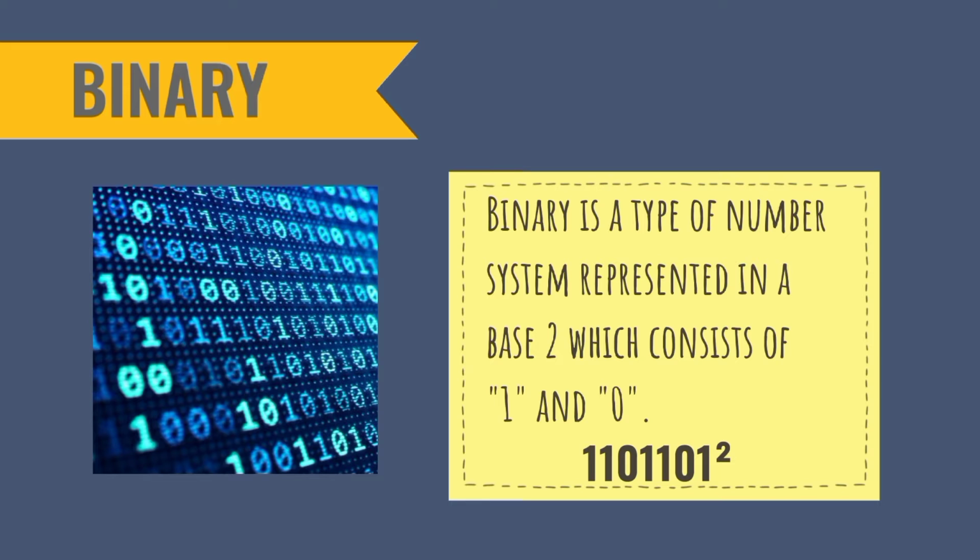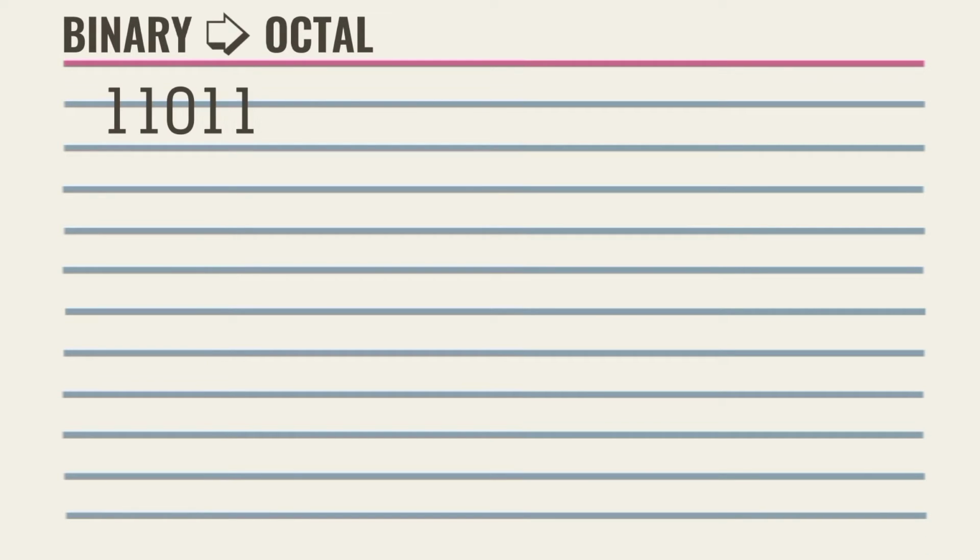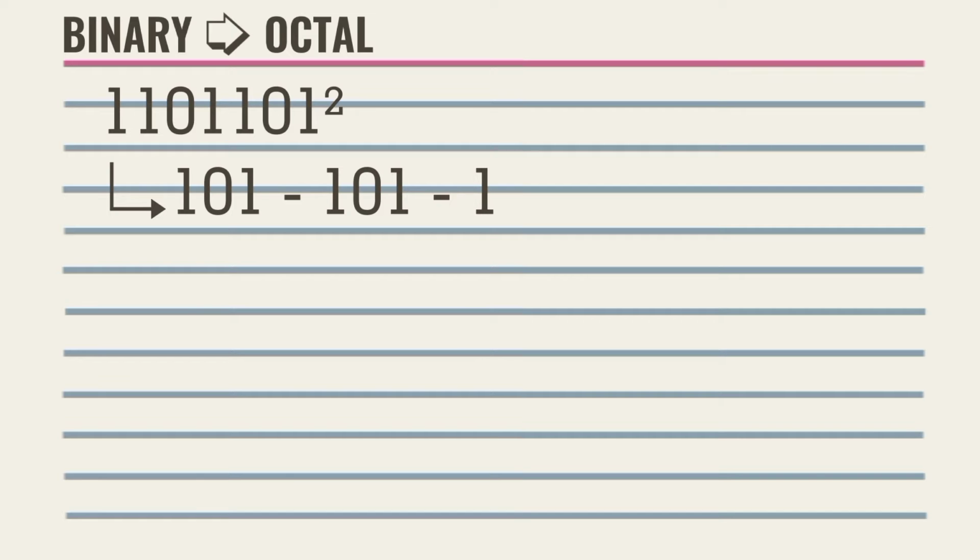So how do we convert binary to other numeral systems? Let's start the calculation. Let's first convert binary to octal. Our example will be 11011101 base 2. Now let's first break these digits into groups of 3, each starting from the last. So it's 101, 101, and 1. But since the last part is just 1, it'll become 101, 101, 001.